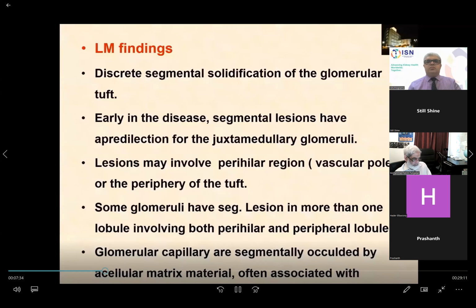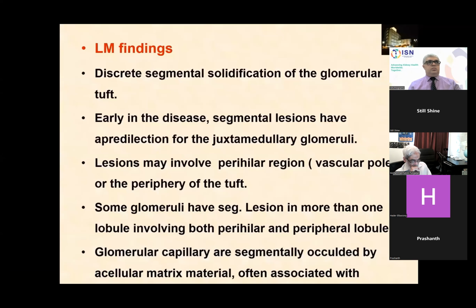A lesion may involve the perihilar region where the vascular pole lies, or it may involve the other side, the periphery of the tuft. Some glomeruli have segmental lesions in more than one lobule, involving both perihilar and peripheral lobules. Glomerular capillaries are segmentally occluded by cellular matrix material, often associated.